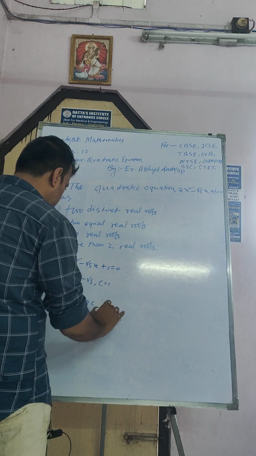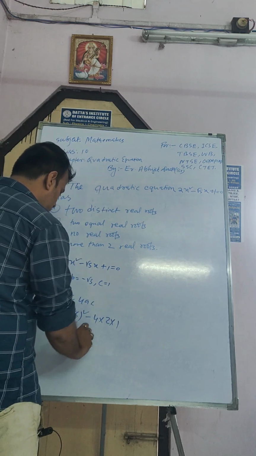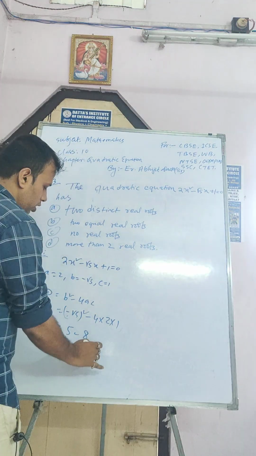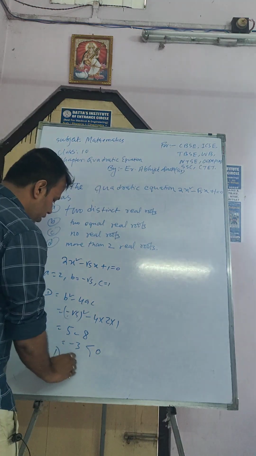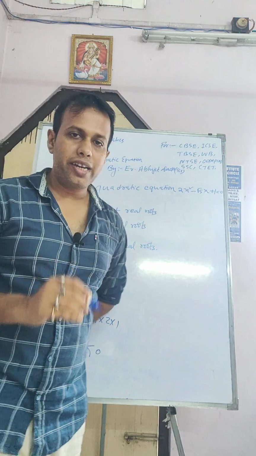Minus 4, A is what? 2, and C is what? 0. So it will be 5 minus 8, and it is minus 3. So minus 3 is less than 0, is it not? So D is less than 0. For which condition is D less than 0? When the roots are unequal and imaginary.